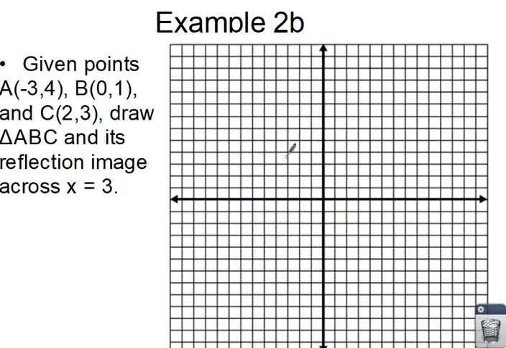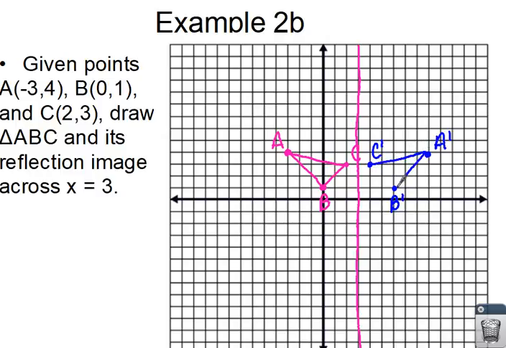Alright, same deal, same triangle. So here's A, here's B, and here's C. And it says to reflect it across x equals 3. X equals 3 is right here. It's a vertical line. So we're going to flip everything across that vertical line. So C is 1 away, so it goes 1 away over here. B is 3 away, it goes 3 away over here. A is 6 away, so we gotta go 6 over here.